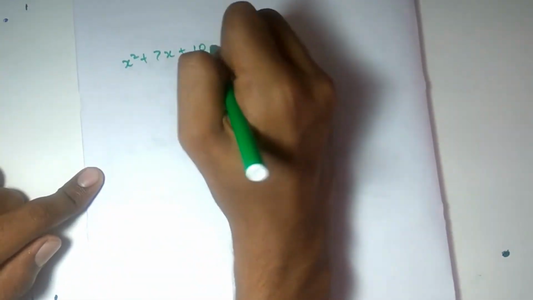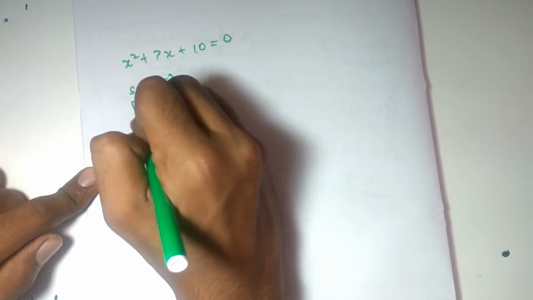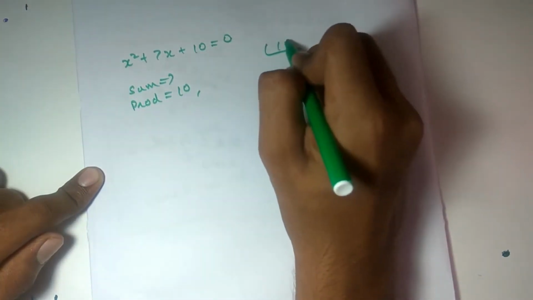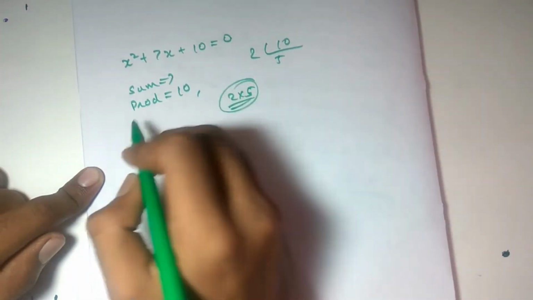Now we can do another problem. x square plus 7x plus 10 equal to 0. So here the sum should be 7 and the product should be 10. Just by observing, or by doing the factors, we will get 2 and 5. 2 and 5 is the split.